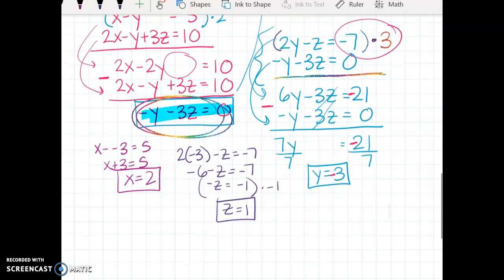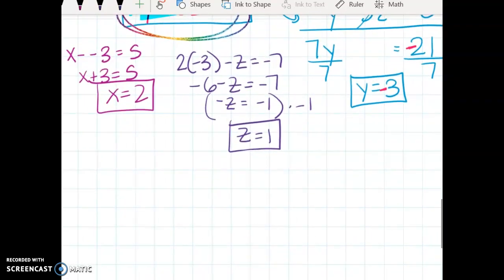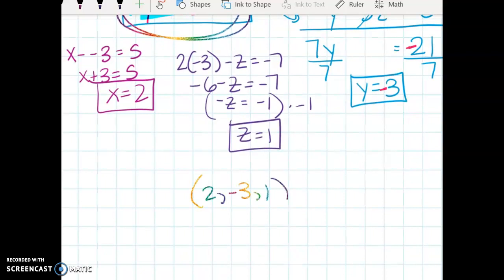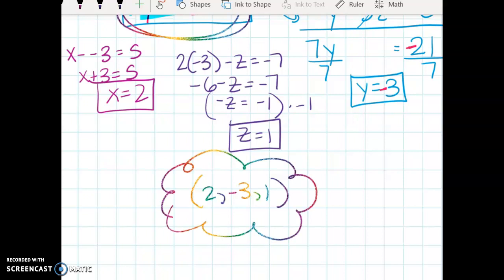So for this one, our coordinate trio is 2, negative 3, 1. And again, the big thing here is I don't want to say infinite ways because there probably isn't, but there's a lot of different ways to solve these, and I don't care which one you use.